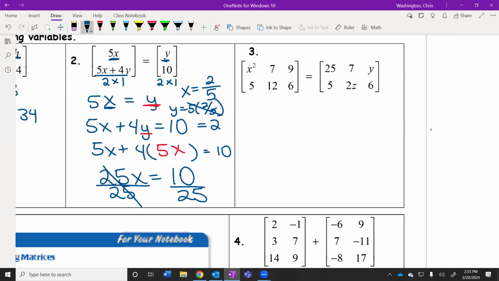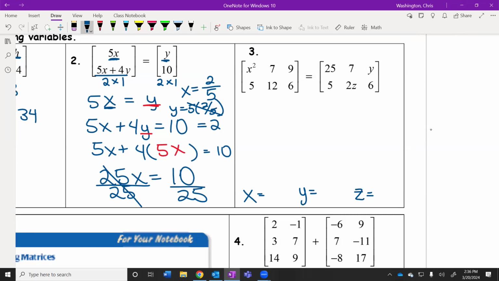Take some time and see if you can figure out what x, y, and z are equal to in number 3. I'll give you maybe a minute and a half, because it really shouldn't take you much longer than that. They're not super complicated equations like we just solved. They're actually much easier. But see if you can figure out what x, y, and z are equal to in number 3. I'll give you a second to do that.